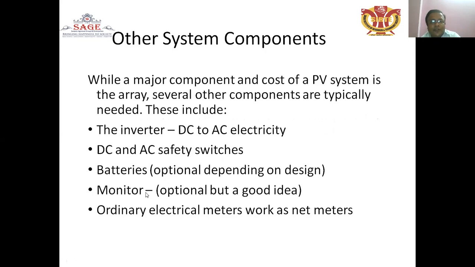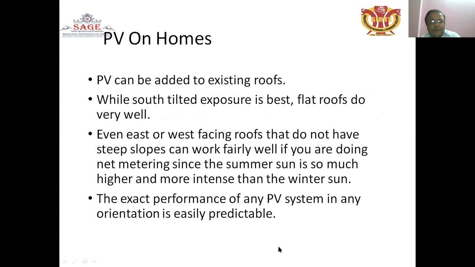Other system components: the inverter, which converts DC to AC electricity; DC and AC safety switches; batteries, optional depending on the design; and a monitor, optional but a good idea. Ordinarily, electrical meters work as a meter. These are the other system components. PV on homes: PV can be added to existing roofs, while a steeply tilted exposure is the best. Flat roofs do very well. Even east or west facing roofs that do not have steep slopes can work fairly well.